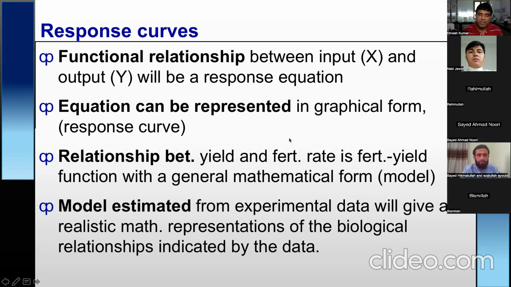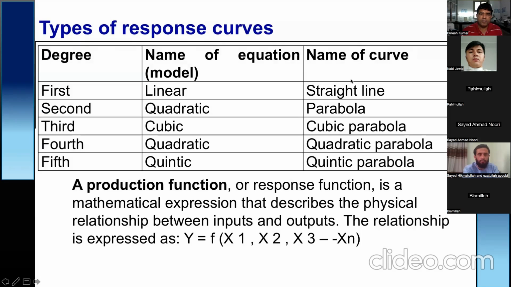Models or equations estimated from experimental data will give us a realistic mathematical relationship of the biological relationship indicated by the data. So we can develop models and equations to establish the relation between X and Y. X is the independent variable and Y is the dependent variable. Now you can see a variety of response curves can be there.